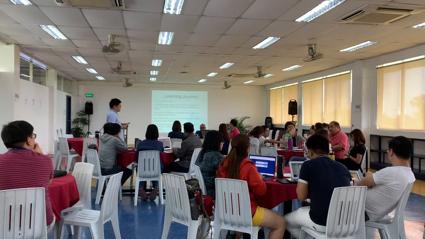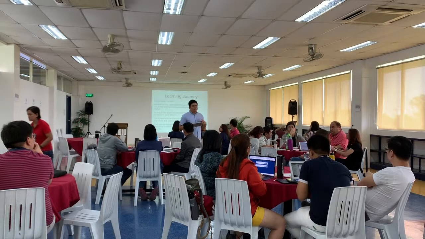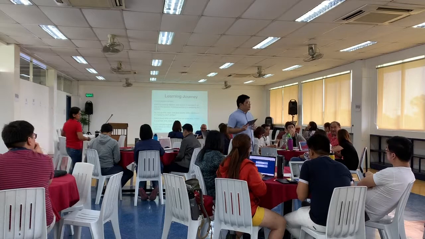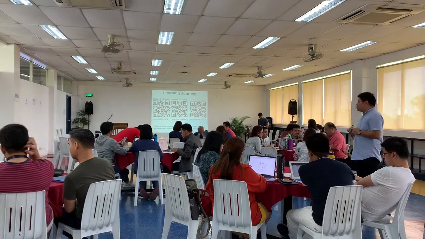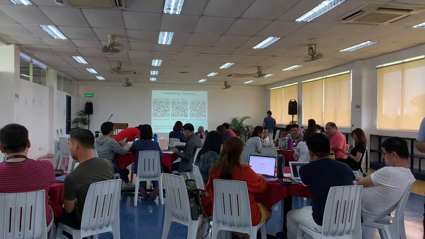Now, for this learning journey, you will visit the learning stations, and every 10 minutes, I will ring a bell or I will clap my hands, and you will proceed to the next station. So read the article or evaluate the artifact, then identify the different skills that you see there. Write it on a post-it and post it on the wall. If you already see a similar skill, you can just place a star on it.